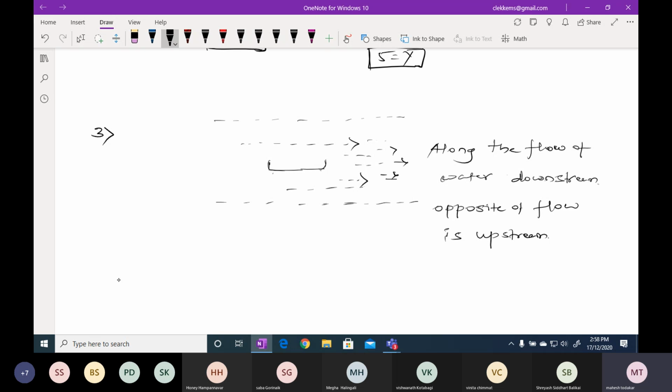Now for that solution, let the speed of the boat in still water be x kilometer per hour.